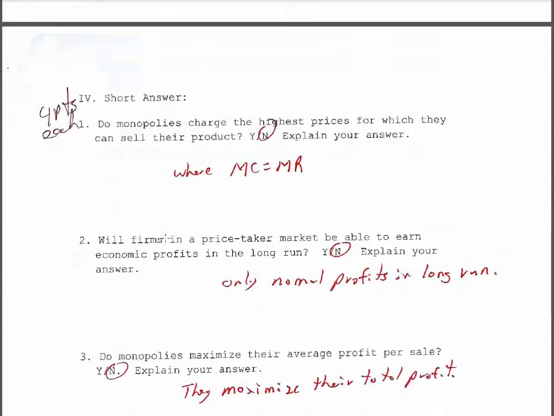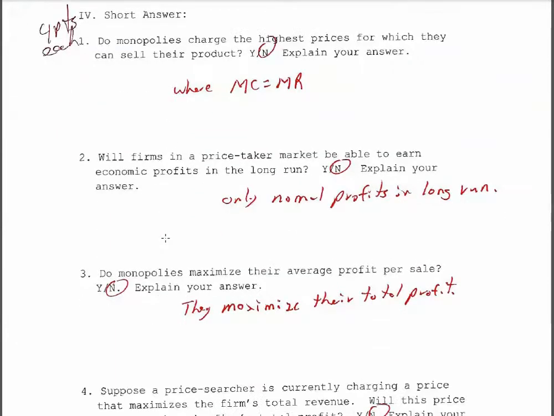Alright, so then here's Roman numeral 4, the short answer, and they were 4 points each. Do monopolies charge the highest prices for which they can sell their product? Well, no, that's a really easy one. No, they don't, because the highest price would be some outrageous thing, and maybe one person in the entire world would buy the product, and they might make a lot of money on that one unit sale, but they wouldn't sell very many, so their total profit would be very small.